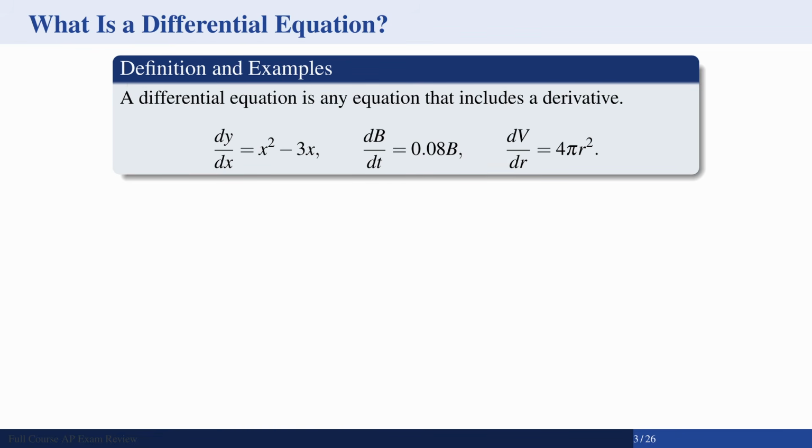A differential equation is really any equation that includes a derivative, so you see them all the time. We got dy dx is x squared minus 3x. That is actually a differential equation. db dt, implying that time is involved somehow, 0.08b, so notice that b is the dependent variable in there. Or we could have like dv dr is 4 pi r squared, all kinds of things.